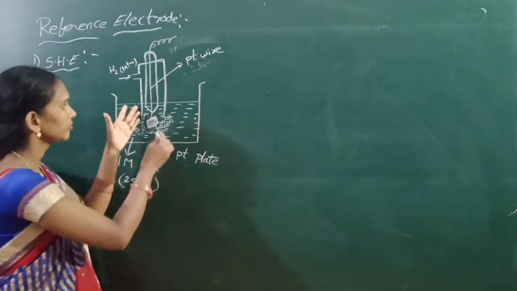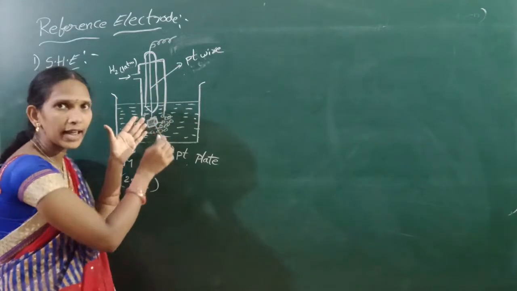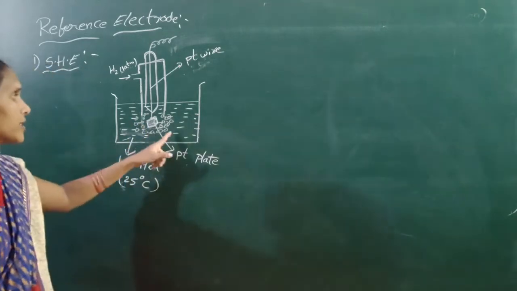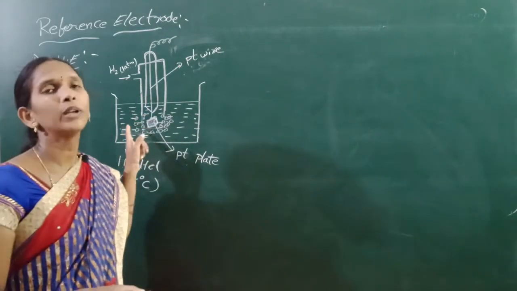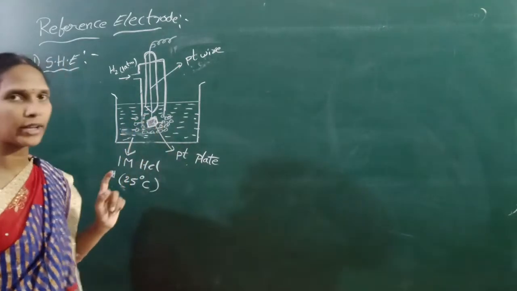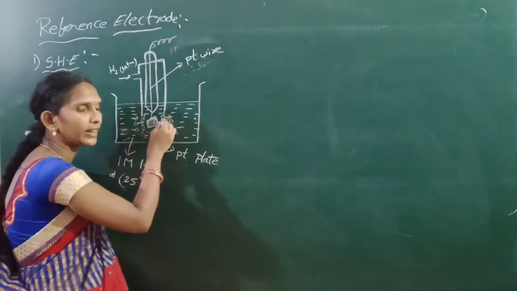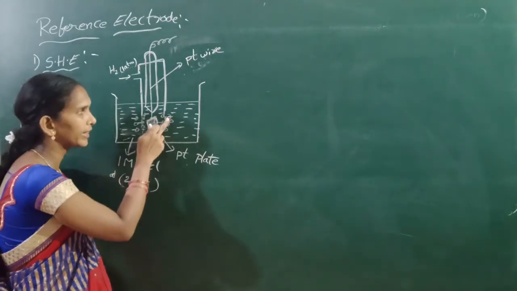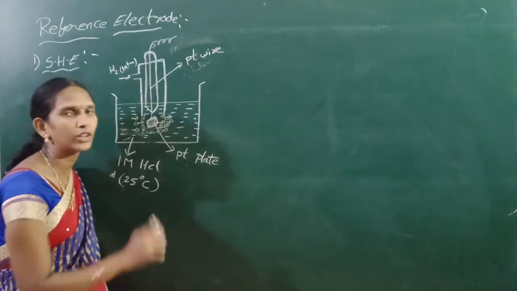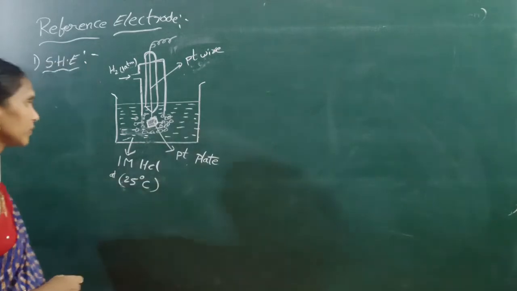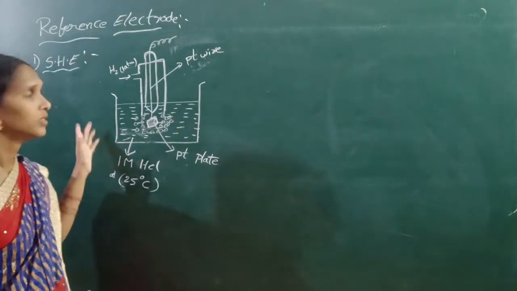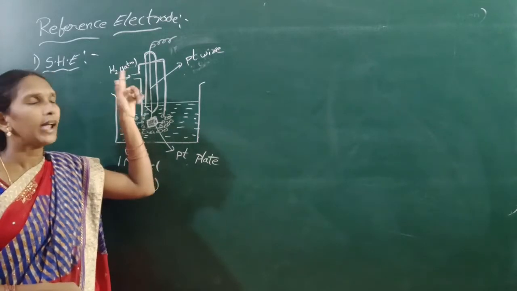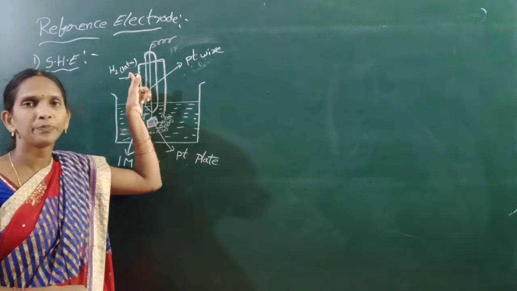The outer glass tube has a number of holes at the bottom. They are used for the escape of excess hydrogen. Now the procedure: we supply the hydrogen gas at 1 atmospheric pressure.